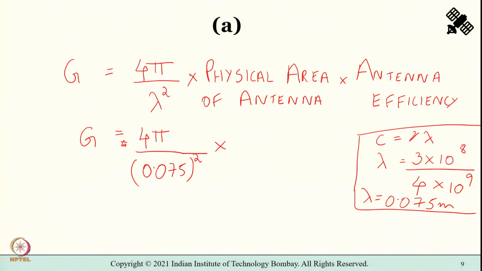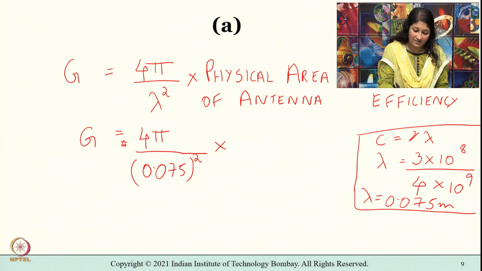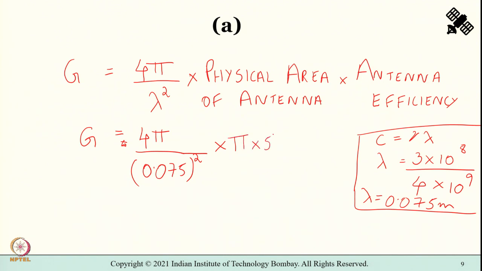Okay. It is given that the antenna has a diameter of 5 meters and it is also mentioned that a parabolic dish antenna is used, isn't it? Which means the physical area of the antenna is nothing but pi into 5 square by 4. Antenna efficiency was given as 0.6, okay, 60% efficiency. So, we have a direct calculation here. Once you complete it, you are going to get the answer something like 26292, the gain of the antenna, okay. So, we have completed the first part of the question.